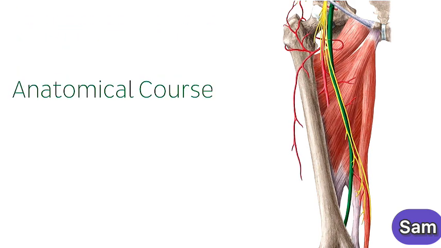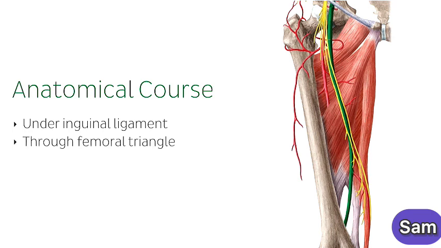So let's quickly summarise the anatomical course of the femoral artery. It begins as it passes under the inguinal ligament, halfway between the anterior superior iliac spine and the pubic symphysis. It then passes through the femoral triangle before passing down the anteromedial aspect of the thigh, superficial to the adductor magnus and longus muscles.